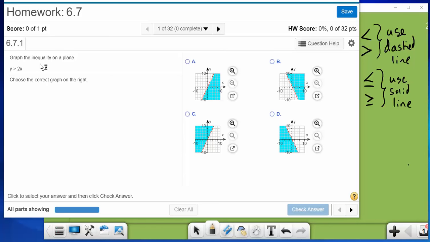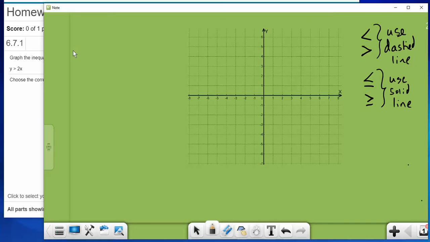6.7.1, graph the inequality on a plane. Okay, so we got y is greater than 2x. So the big thing to remember about this is when your first steps, you're going to graph the boundary line, which is where it's equal to, y equals 2x.